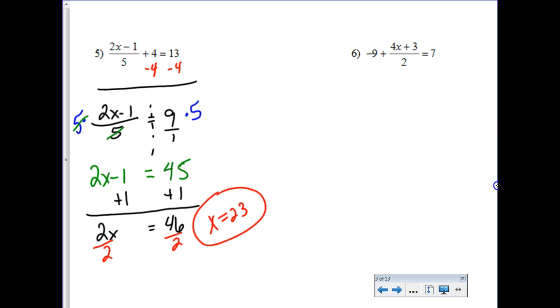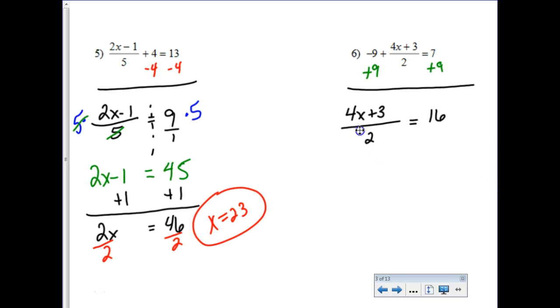The next question, very similar in style. I would move that outside term first, so I would go ahead and add that 9 over. So now you're looking at 4x plus 3, that whole term being divided by 2, and it equals 16.